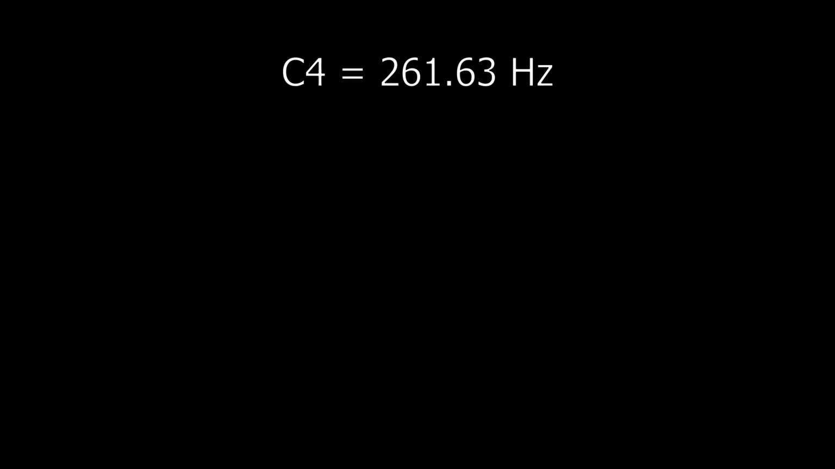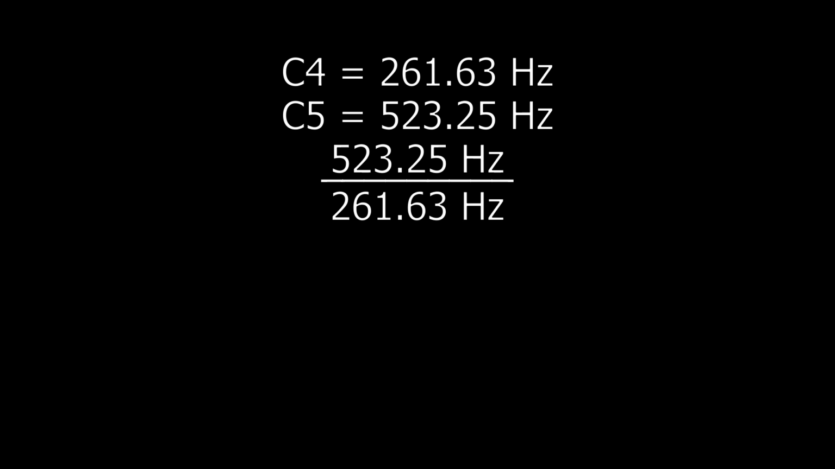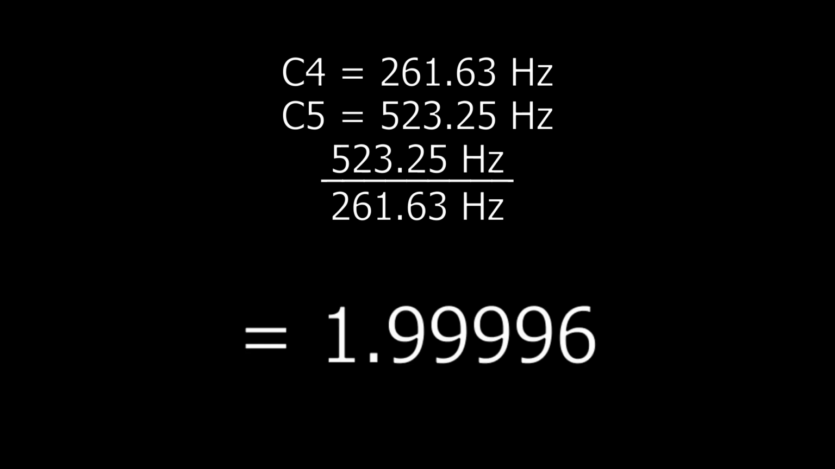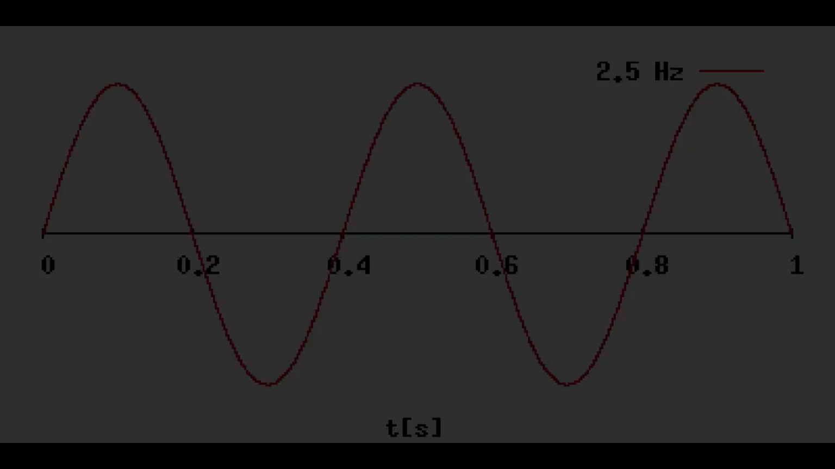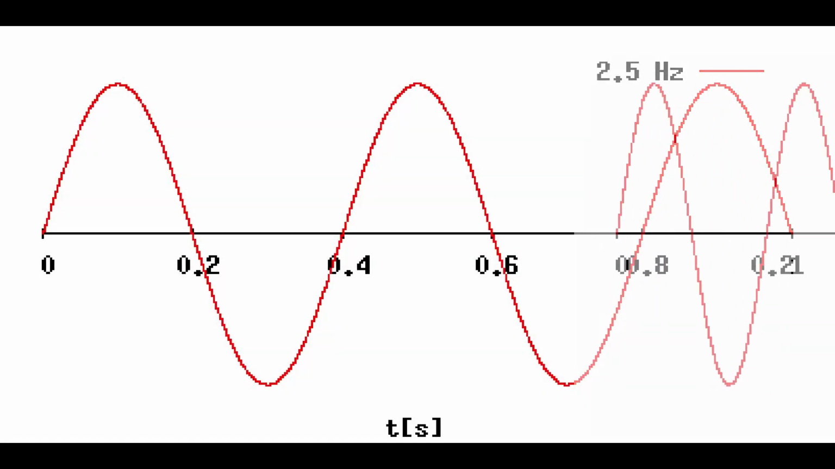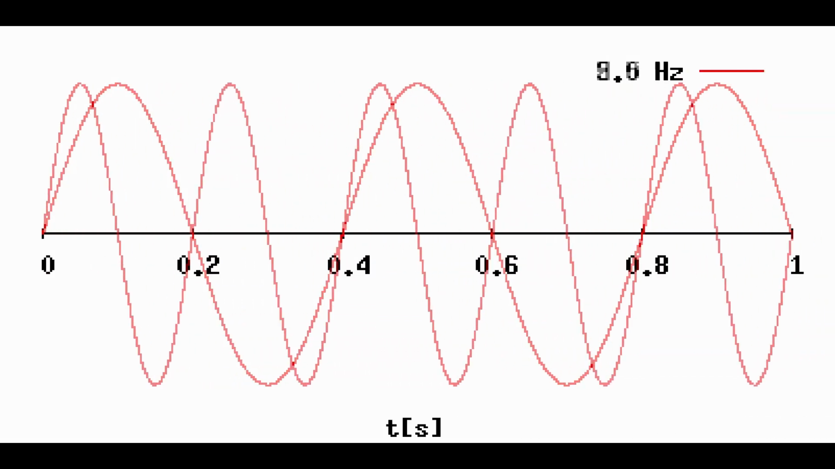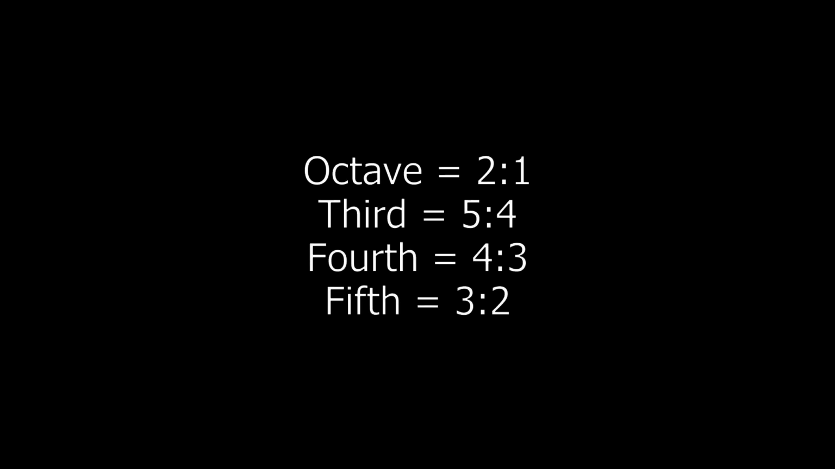C4 has a frequency of 261.63 hertz. C5 has a frequency of 523.25 Hz. If you do the math, you'll find that the frequency of C5 is almost exactly twice that of C4. And for whatever reason, this 2-to-1 ratio is quite pleasing and makes the two sound similar to us. Perhaps because the two waves regularly peak together. There are other intervals, like the third, a 5-to-4 ratio, the fourth, and the fifth, but we'll talk about those another time. This assumption, octave equivalence, varies with the milieu.